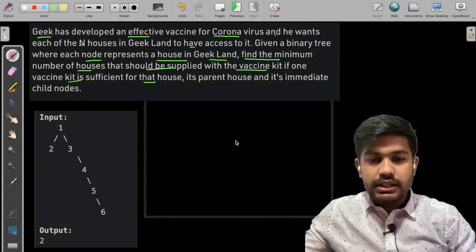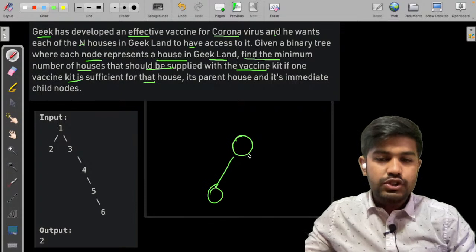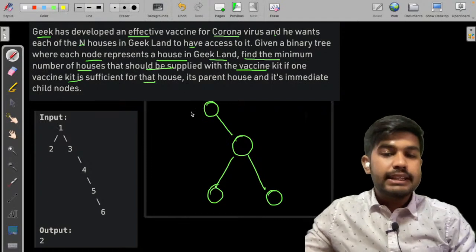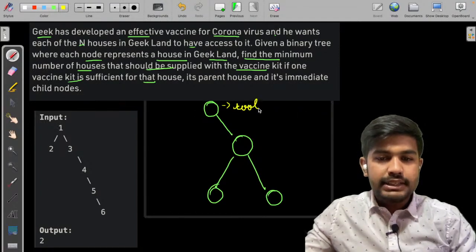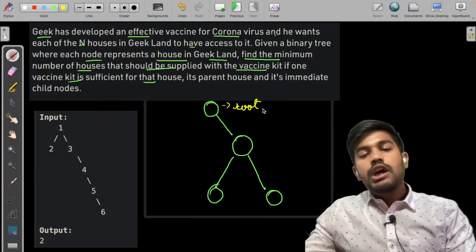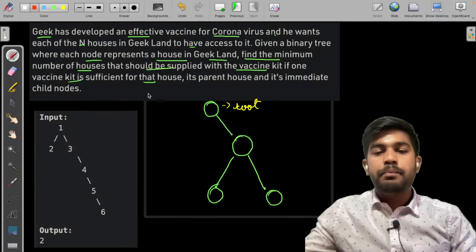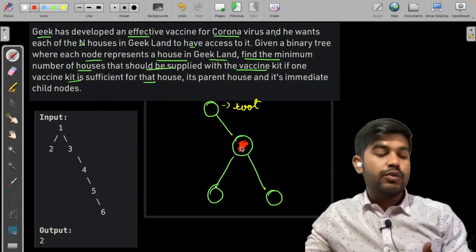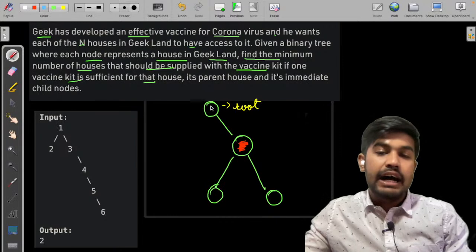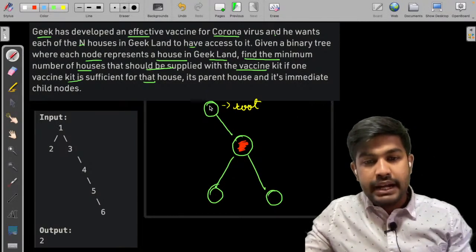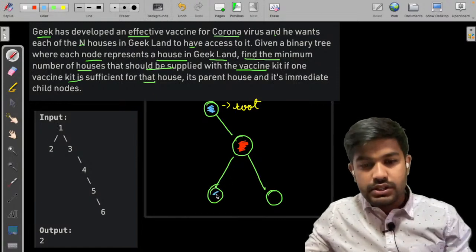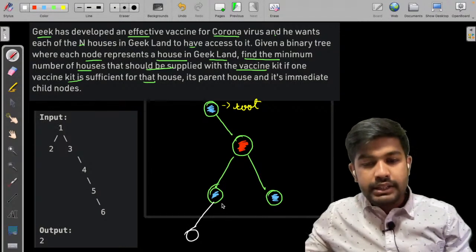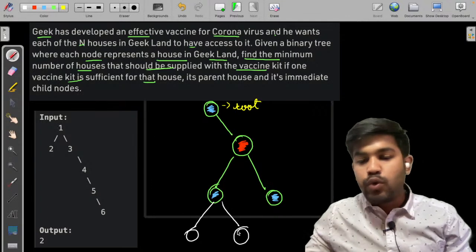Okay, now suppose there is a particular node, and it has 2 children. Okay, again this is the root node. I would just write a root. Basically it doesn't make any sense still. Okay, so it is told that if we provide the vaccine to this node, then the people that would get vaccinated are the parent, this one parent, and its immediate child nodes. Okay, if there are more branches present, suppose this, these all won't be vaccinated.